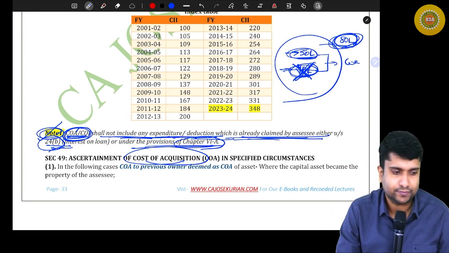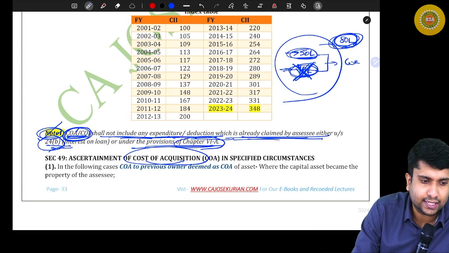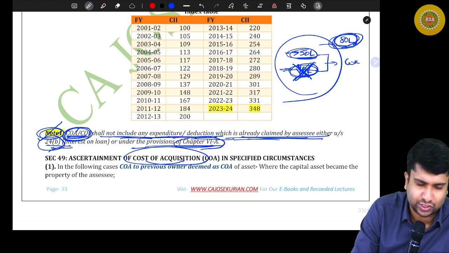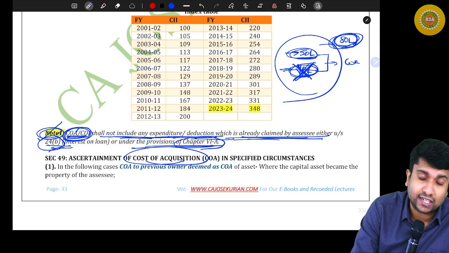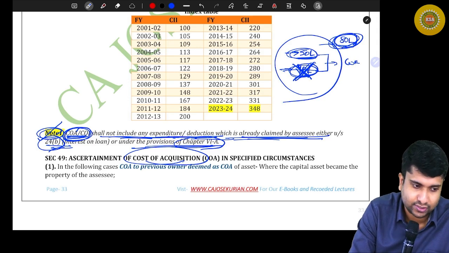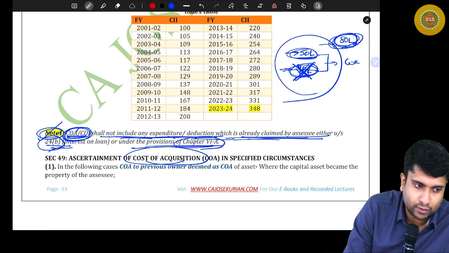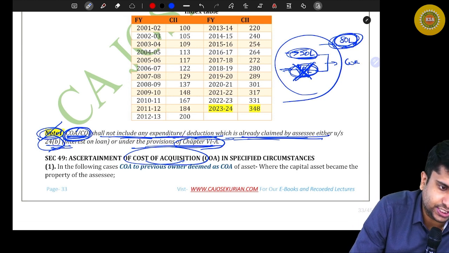Got it? Is interest which has not been allowed as deduction partly can be included in the cost of acquisition? Yes. Interest, if it is not allowed as a reduction, then you can consider that as a cost of acquisition. Yes, Shashi, it's possible.